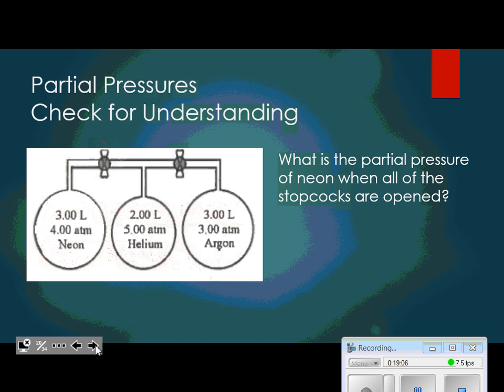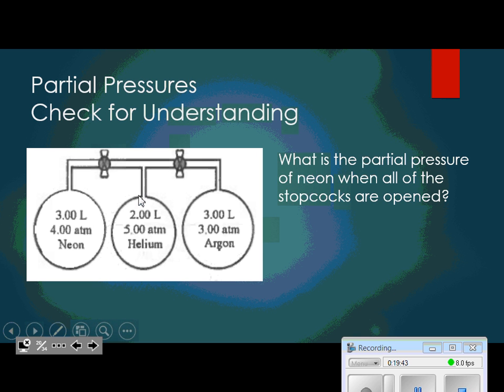So here's a check for understanding to see if you get this. You've got 3 different bulbs, each a different size and a different pressure of gas in each bulb. And these dials up here are called stopcocks. They're closed initially. If I were to open up these stopcocks, I want to know what would be the partial pressure of neon when all of the stopcocks are open. So basically when neon is able to flow through each branch in each bulb of this system.